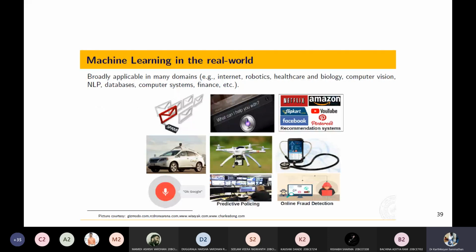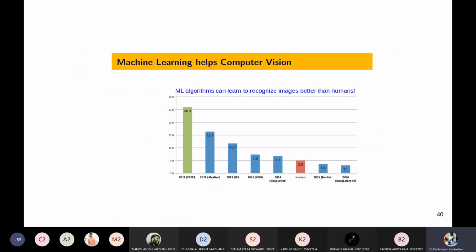You can see machine learning in the real world. Machine learning is used everywhere: internet, robotics, healthcare, biology, computer vision, NLP, databases, finance, etc. Everywhere machine learning is used. Machine learning helps in computer vision also, because nowadays images are given as input to the machine learning model. Thus your ML algorithm predicts or recognizes such images better than humans.